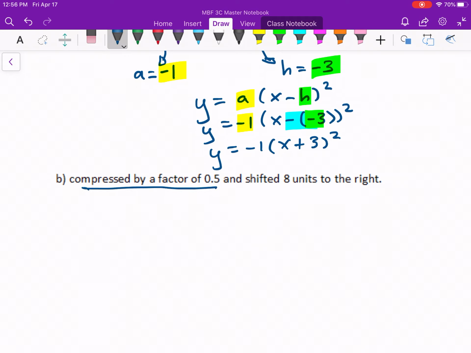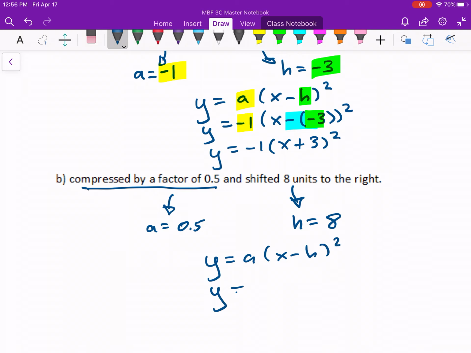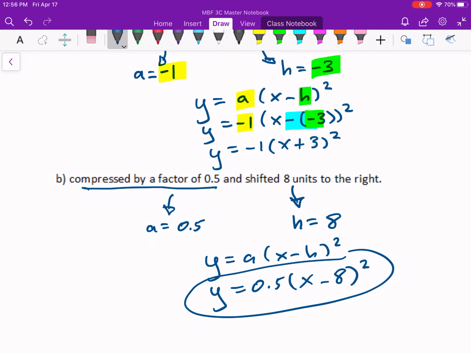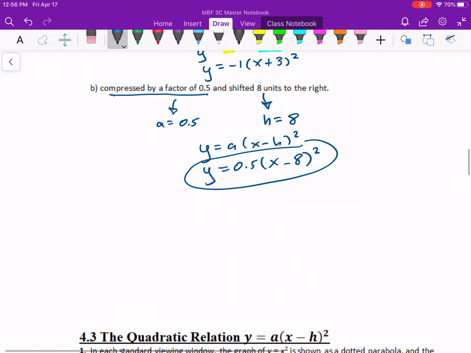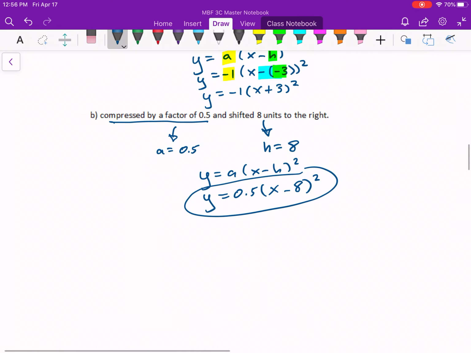Compressed by a factor of 0.5, okay, a equals 0.5. Shifted 8 units to the right, h equals 8. y equals a times (x minus h) squared. So let's plug those numbers in. 0.5 goes here. 8 goes in here. We're done. Again, it's quick. It can be anyway. And that is the end of that lesson.